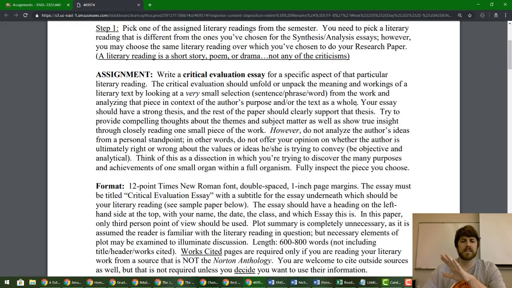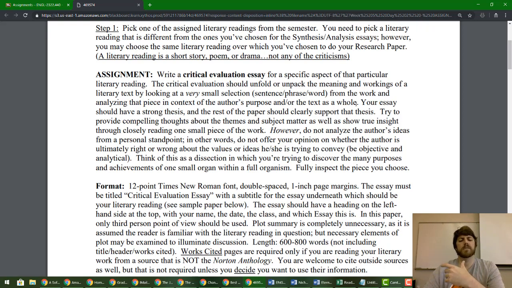But I don't want you to analyze the author's ideas from a personal standpoint like you did with the census analysis, only from an intertextual source of logic, like everything is contained within the document. And I don't want you to talk about whether the author is ultimately right or wrong about their opinions on certain subjects. It's irrelevant here. It's all about you objectively talking about this is the author's purpose, and this helps him achieve that purpose.